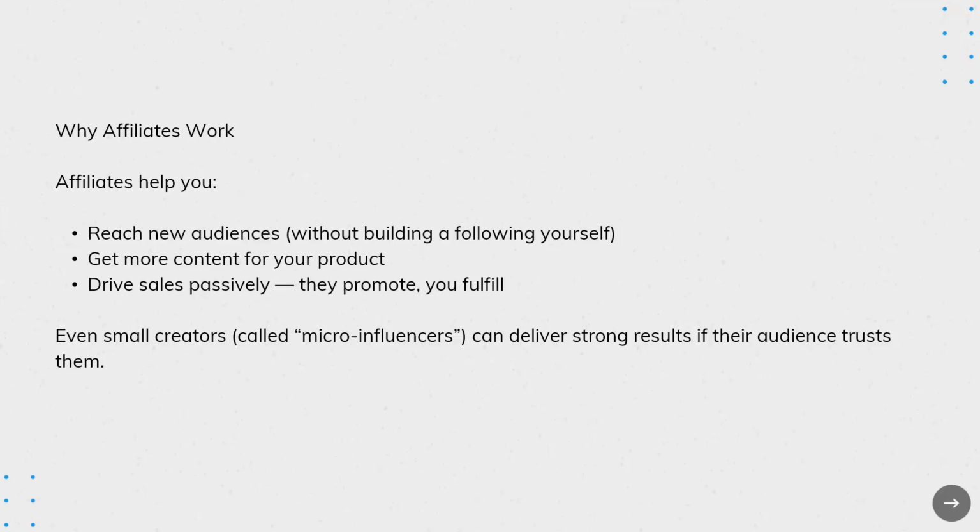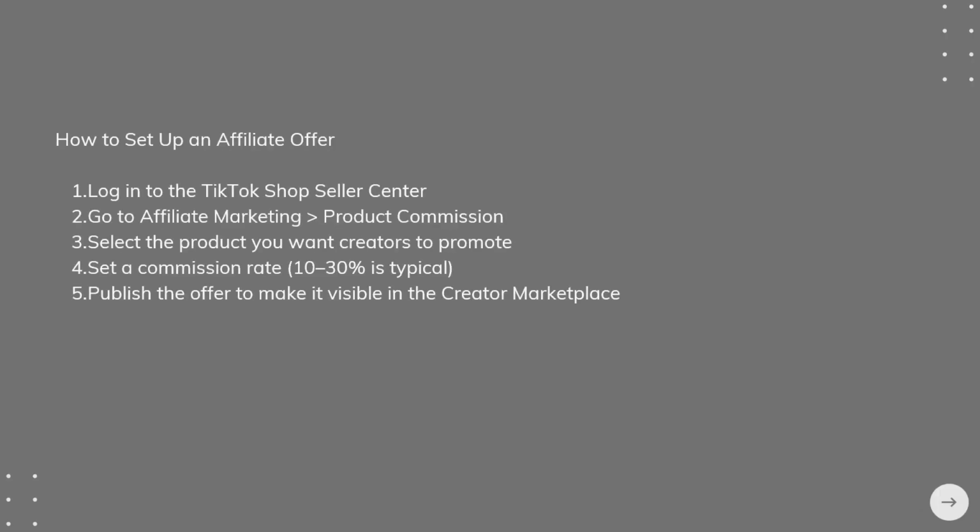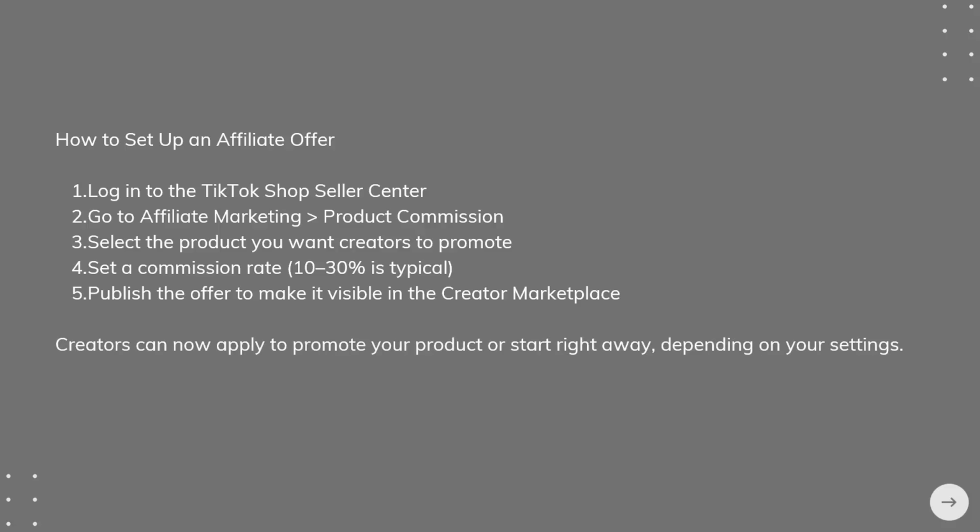How to set up an affiliate offer. Log into the TikTok Shop Seller Center. Go to Affiliate Marketing Product Commission. Select the product you want creators to promote. Set a commission rate, 10–30% is typical. Publish the offer to make it visible in the creator marketplace. Creators can now apply to promote your product or start right away, depending on your settings.